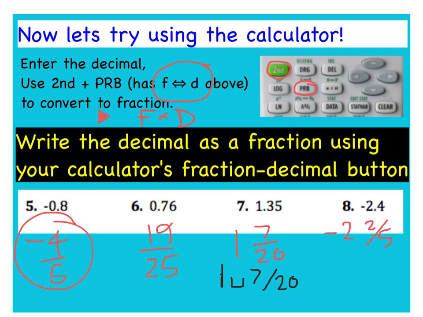The answer for number 6 is 19/25. The answer for number 7 is 1 7/20. And I just want to remind you that anytime you see in the calculator that little U symbol, that's like a space in between the whole number part and the fraction part. So just remember when you write it on your paper, you don't need to include that little U space. You just write it like the fraction like normal. And then number 8 is -2 2/5.